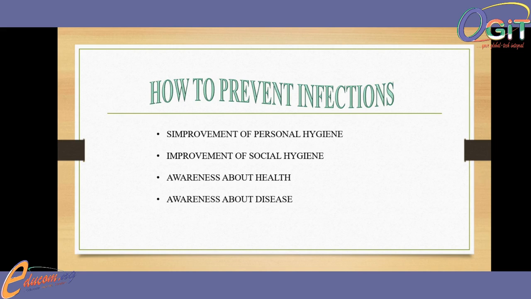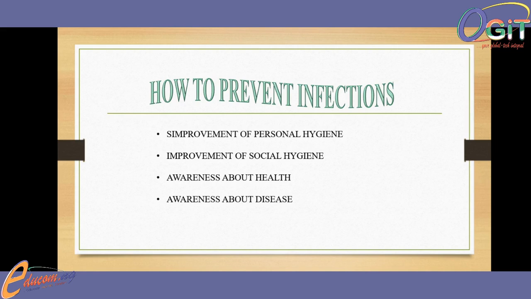Number three is awareness about health. There should be concrete awareness about health. What are the things that we need to do to maintain good health? What are the things that, if we engage ourselves in them, will affect our health status? And lastly, we have awareness about diseases. There should be seminars or orientation about diseases. What are diseases and what are the effects of diseases? How do we contract them and how do we prevent them?